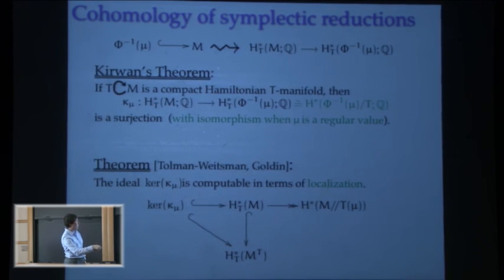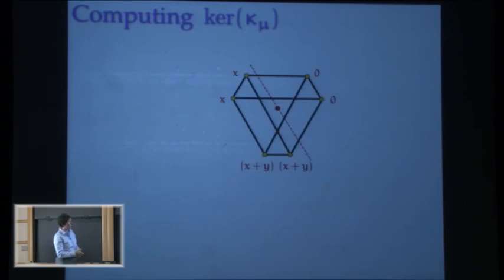And Sue Tolman and Jonathan Weitsman first showed, and Rebecca Goldin refined, that you can describe this in terms of localization. What I mean by that is, their theorem says something like, the kernel is generated by classes. If I'm taking a level set here, I look at all hyperplanes through my regular value, and I look at the classes that are supported on one side or the other of the hyperplane. If it's supported on one side or the other, I throw it into the kernel. If it's not, I don't, and then I take the span.